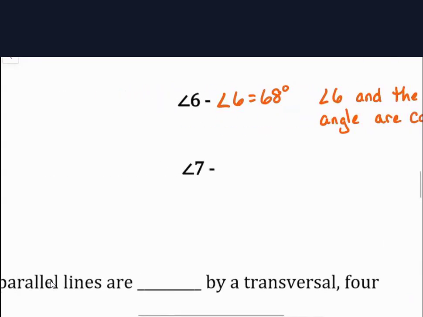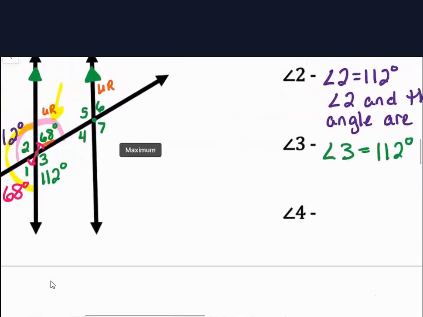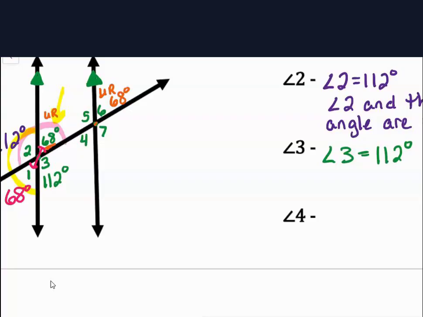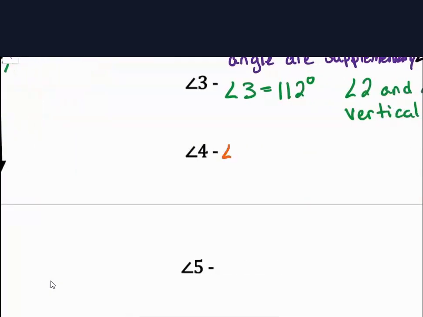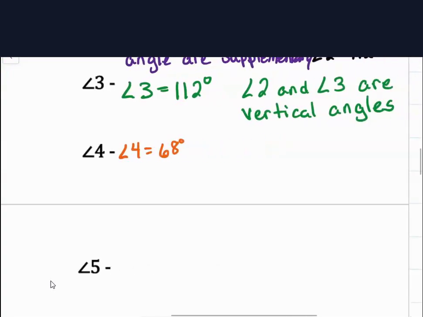Okay, so now that I know 6, what else can I figure out the easiest? I've got this right here. So I've got angle 6 and angle 4. Those share a vertex. They're across the vertex from each other. So I also know that angle 4 is going to be 68 degrees. So angle 4 equals 68 degrees. Angle 4 and angle 6 are vertical angles.